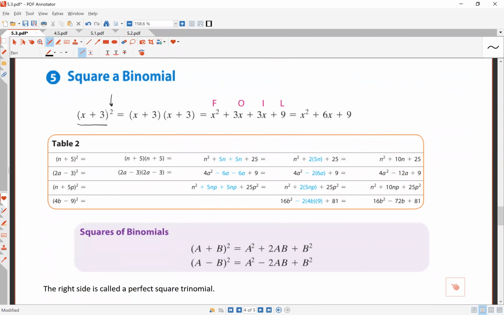And anytime we square, we rewrite that factor 2 times. And now the FOIL method takes over. We have x times x, which is x squared, x times 3, which is 3x, 3 times x, which is another 3x, and 3 times 3, which is 9. We end up with 2 of those 3x's, which makes 6x, or x squared plus 6x plus 9.